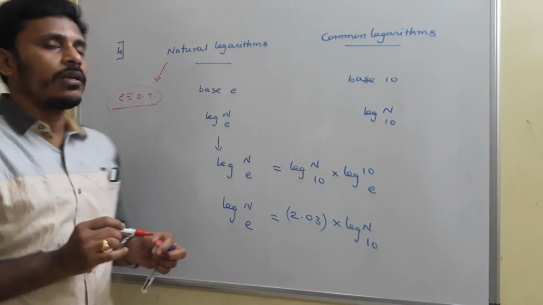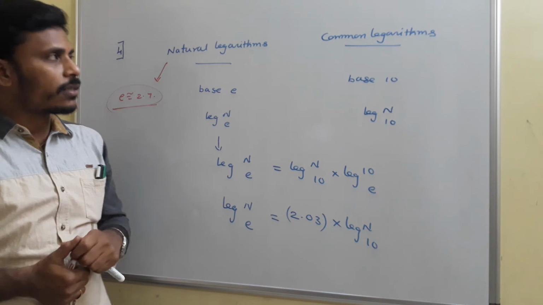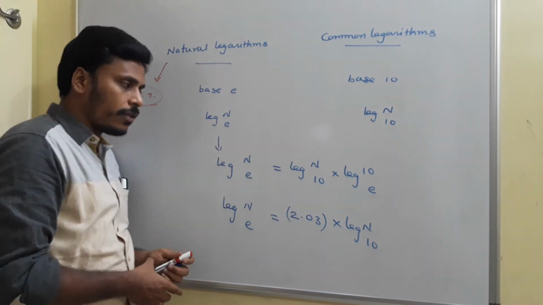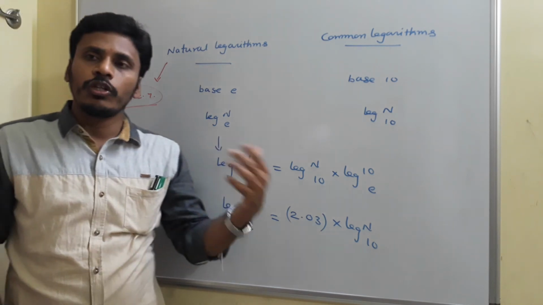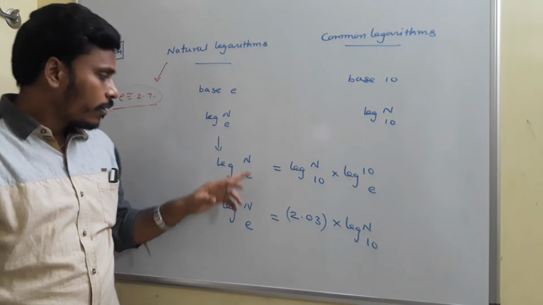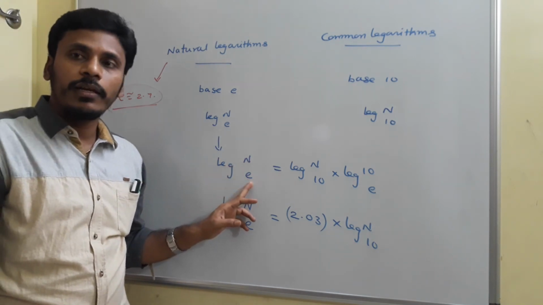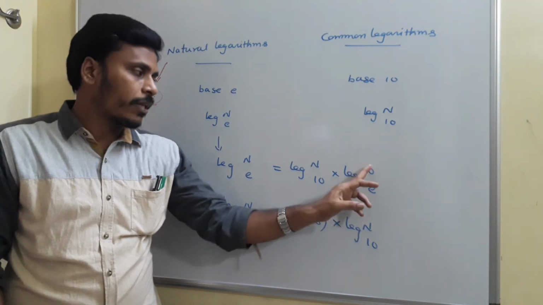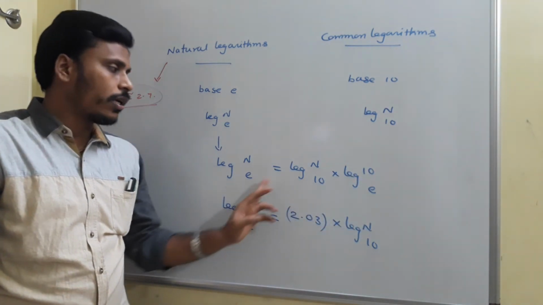With base e it is the natural logarithm, with base 10 it is the common logarithm. Suppose I have a logarithm with base e, and I want to convert it into a logarithm with base 10. As per the standard law of logarithms, the logarithm of n to the base e can be written as the logarithm of n base 10 into the logarithm of 10 base e. Here both these terms are equivalent.